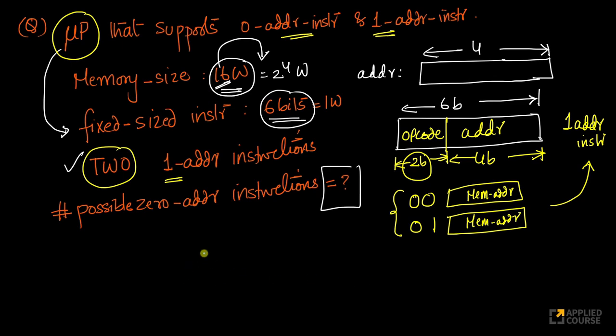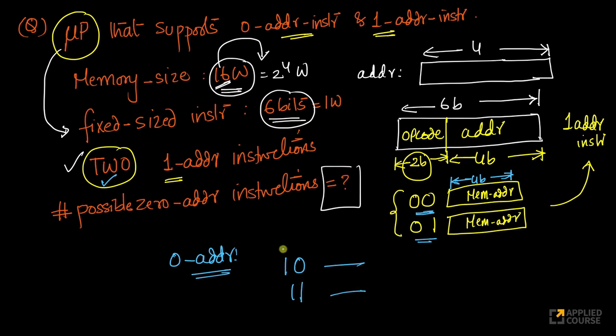Which means, how should my 0 address instructions look now? I have fixed size instructions of 6 bits. Whenever I get an instruction whose first 2 bits are 00 or 01, the control unit interprets it as a 1 address instruction and interprets the 4 bits that follow as the memory address. This microprocessor only has 2 one address instructions, which means the first 2 bits 10 and 11 are not used by my 1 address instructions.